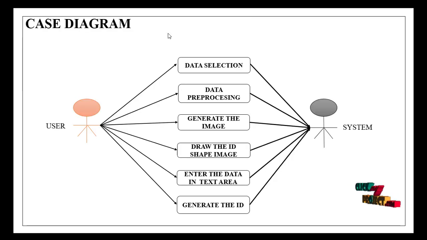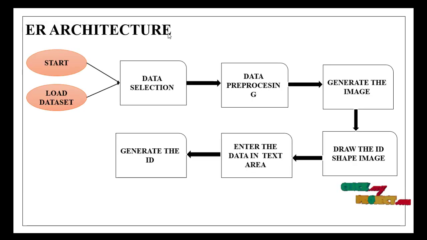Use case diagram. From the user, first select it and pre-process it. Generate the image shape and ID shape, draw it, enter the data, and generate the ID. Here is the architecture. From the start, load data, select the data, pre-process it and generate it, and enter the ID, and then the data entered by the user generates the data.